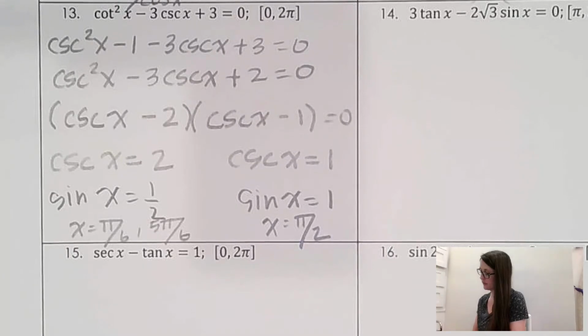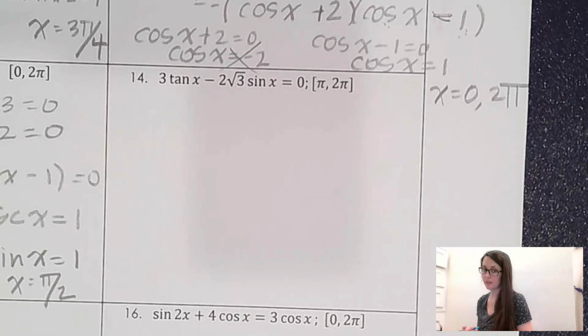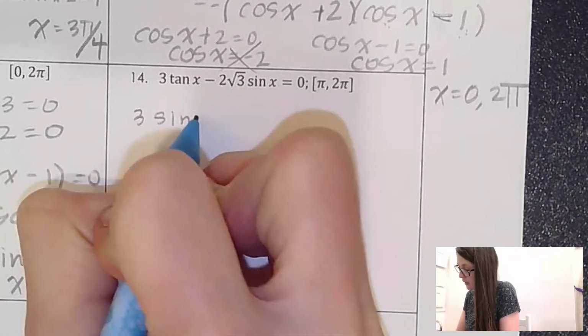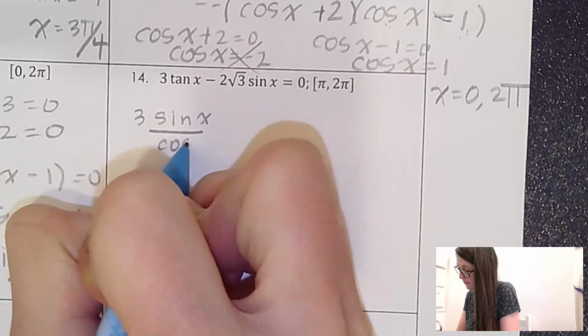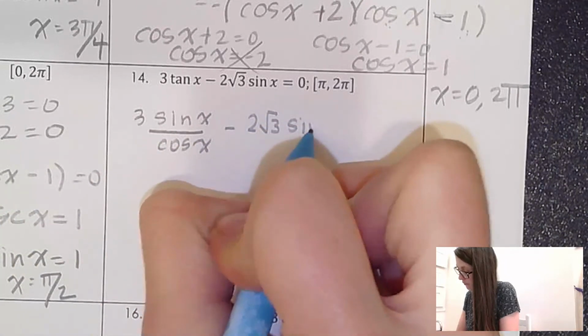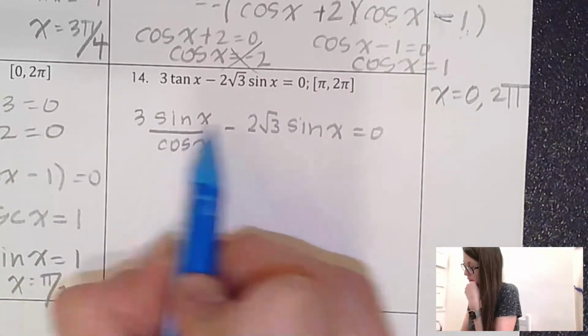All right, so let's look at number 14 here. So number 14 is 3 tangent of x minus 2 square root of 3 sine of x. So I want you to try to do this one for me. Well, tangent is the same thing as sine over cosine.